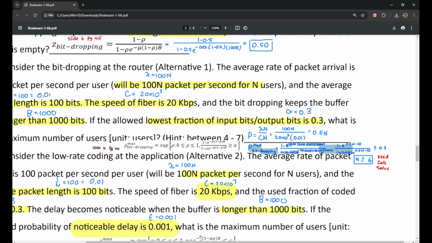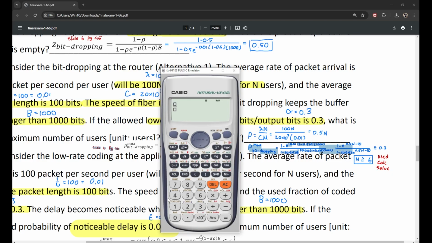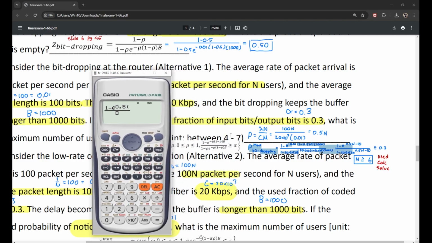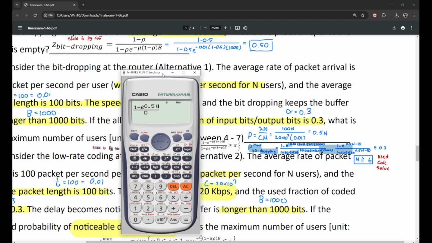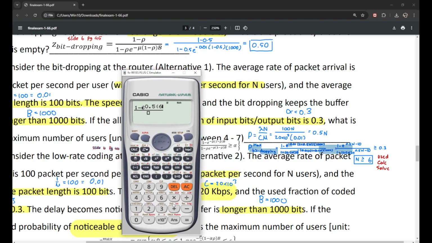To plug this into the calculator, we need to type in 1 minus e, so it's shift ln, e to the power of 0.5, and then we plug in a random number between 4 and 7. Let's say 6, and then minus 10, and down here we just go for 1 minus, and get 0.9999, which is true here.